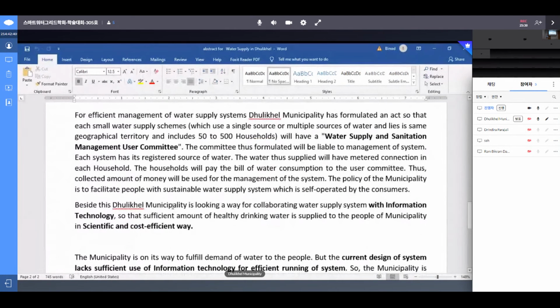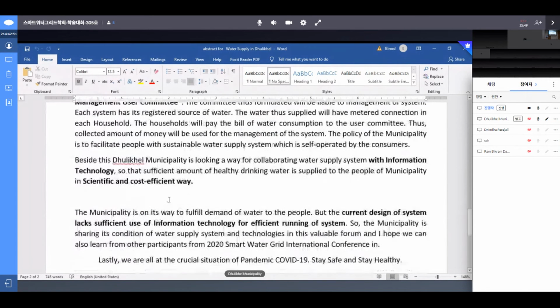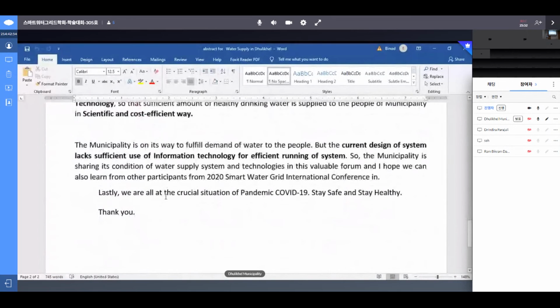Besides, our municipality is looking for a way to combine the water supply system with information technology, so that a sufficient amount of drinking water is supplied to the people of the municipality in a scientific and cost-effective way. The major problem is that the current design of the system lacks sufficient use of information technology and efficient running of the system. So the municipality is sharing its water supply system condition in the value forum, and I hope we can also learn from other participants. Lately, we are all in a crucial situation, so stay safe and healthy. Thank you so much.